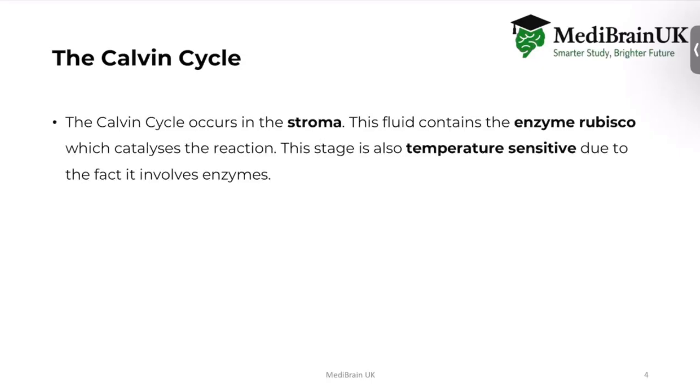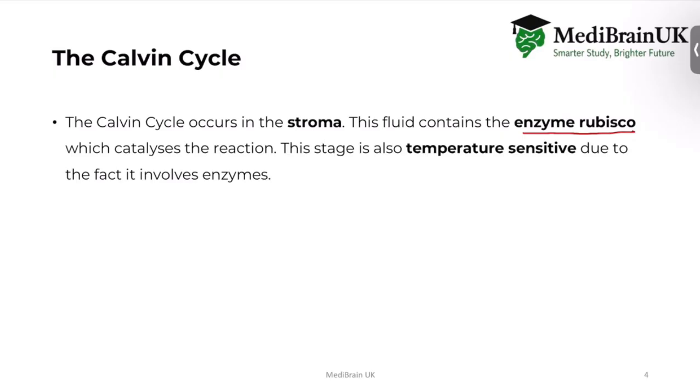Now, the Calvin cycle occurs within the stroma. And these are just key points. We've not actually got on to the method. We're just looking at key points. Okay, we're going to be looking at the method on the next couple of slides. So the Calvin cycle occurs within the stroma, and there is an important enzyme. The fluid, which is the stroma, contains this specific enzyme, and this specific enzyme is called rubisco.